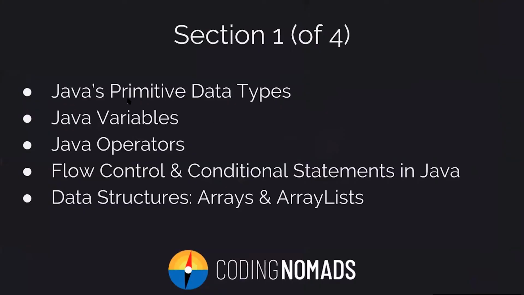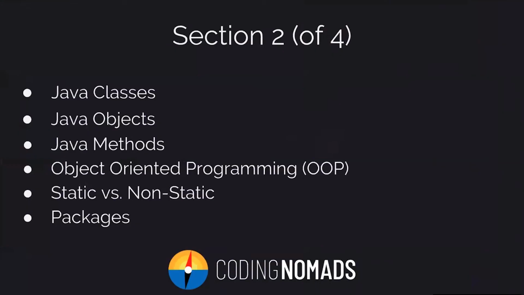Okay, we made it through primitive data types, variables, operators, flow control, conditional statements, and a little bit into data structures. I know this is fast, but I hope it was useful. In the next section, we will be covering Java classes, objects, methods, object-oriented programming, static versus non-static, and packages. And I hope you can join us.